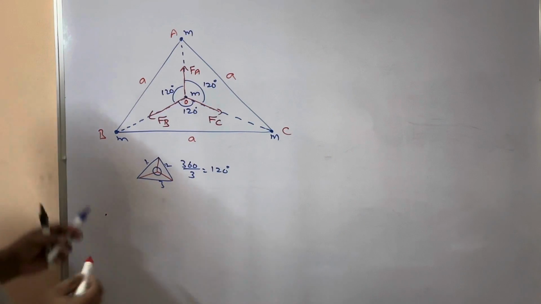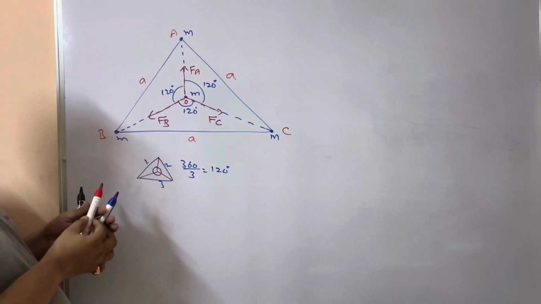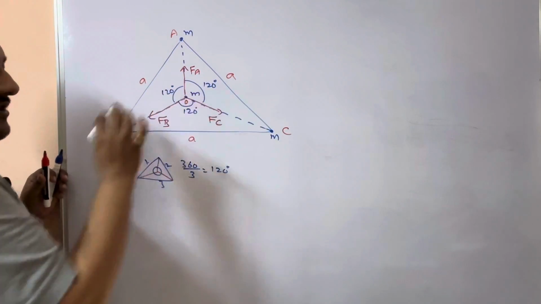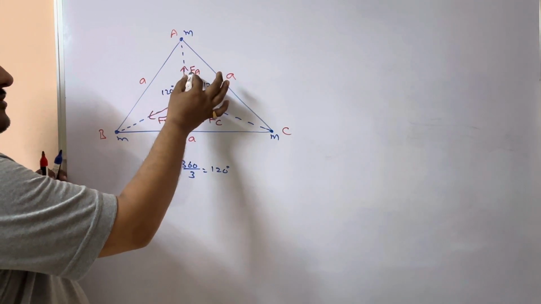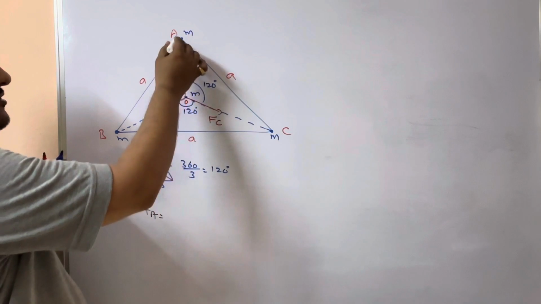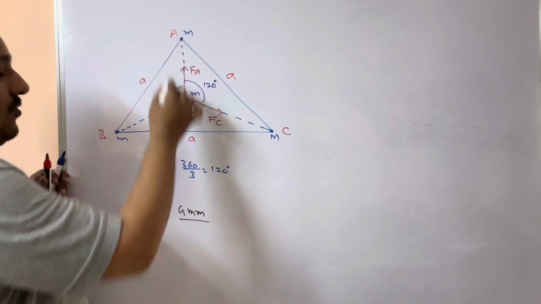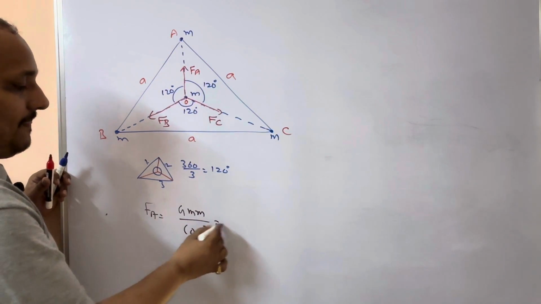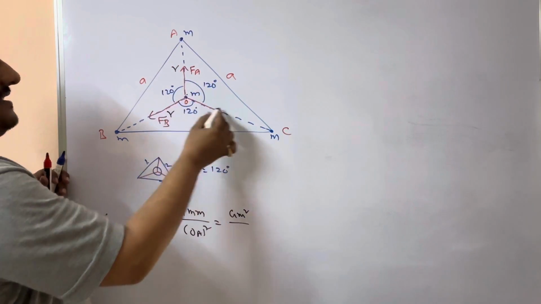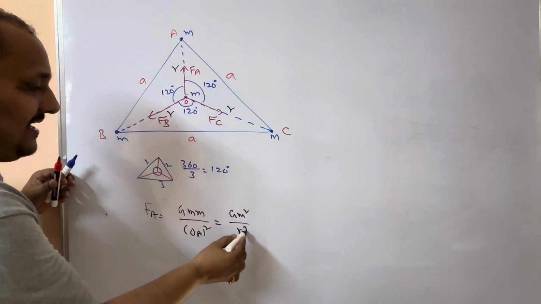120 degrees. Now, what is the resultant force of A and C? The angle between A and C is 120 degrees. First, we will calculate FA, FB, FC. FA means the force between A and O, so G M square by OA square. I am taking the distance from center to corner as r. So G M square by r square.